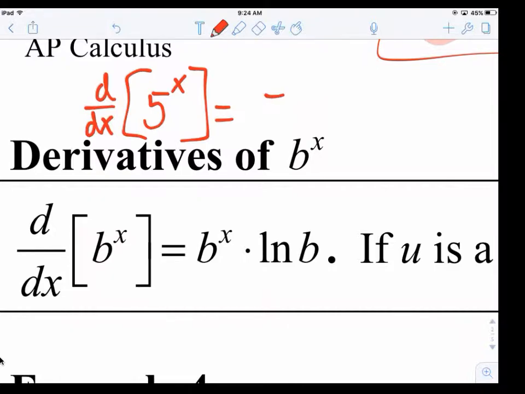Well, it would be 5 to the x times ln of 5. So again, it's the same thing. It's what you started with times the ln of your base.